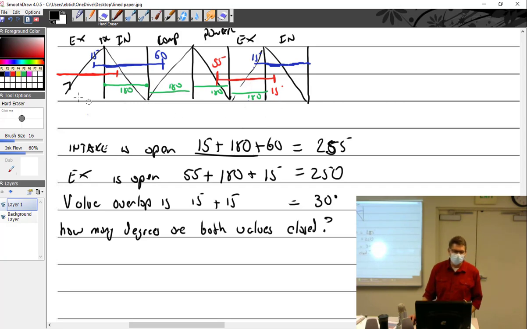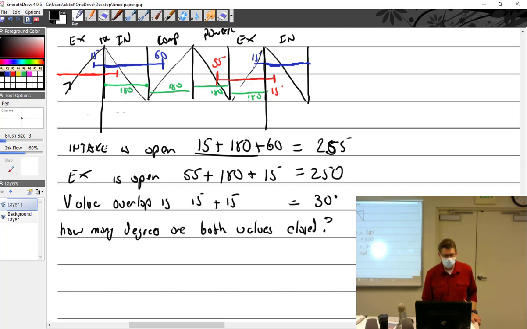Okay, remember, 245. We can only count the 4 strokes. How many strokes do I have up here on my paper? 4. So we can only look at the 4 strokes, so that is between here and here. I can't count outside of that. So how many degrees on the intake stroke are both valves closed?